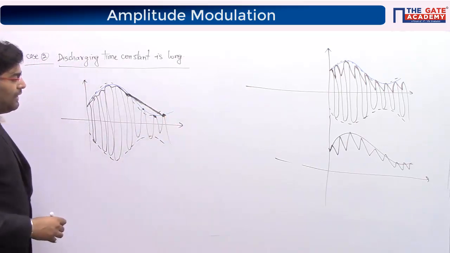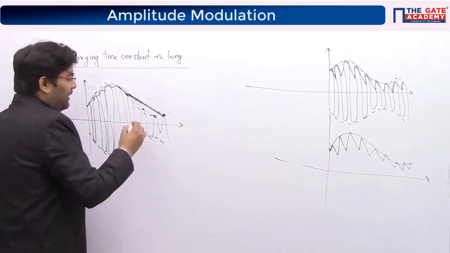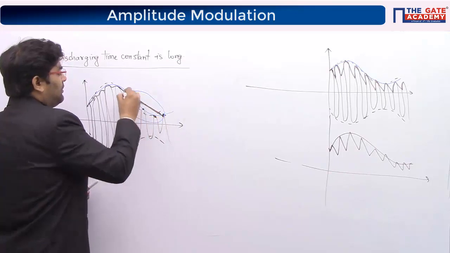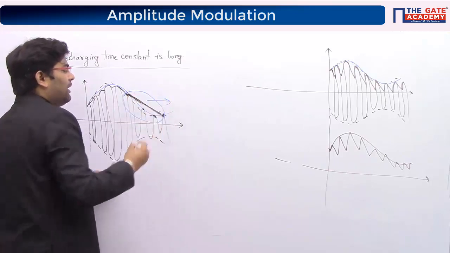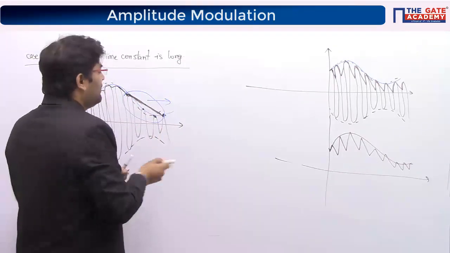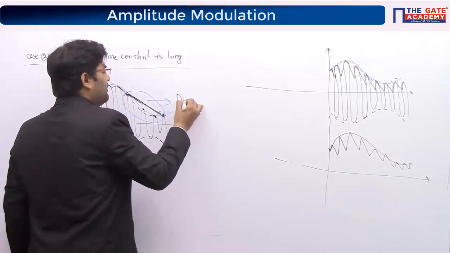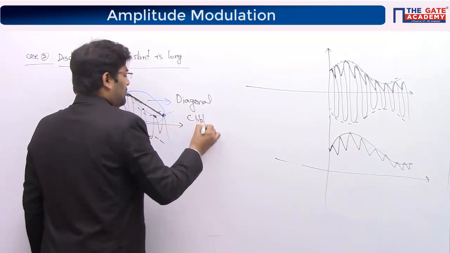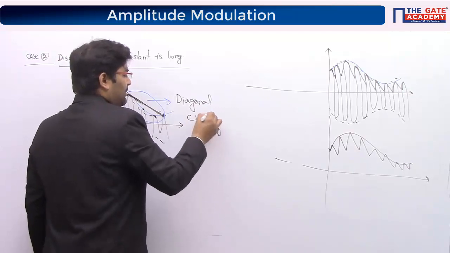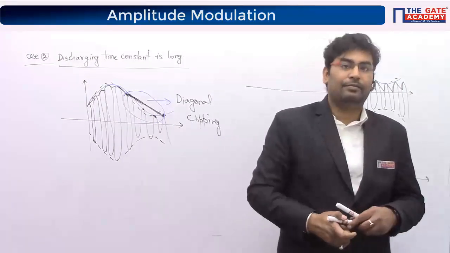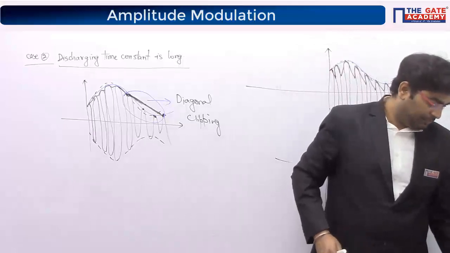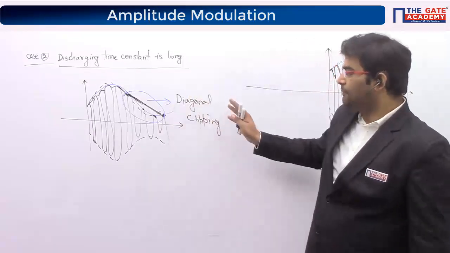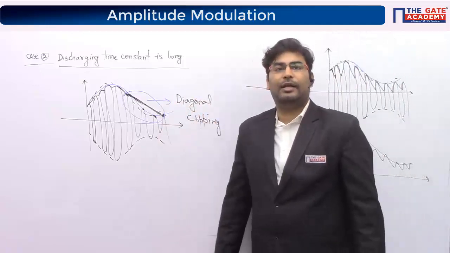So what have you missed? You have missed completely this part of the AM signal. You have missed this part, and that's why it is known as what, guys? You must have heard. This is known as clipping. Diagonal clipping. Yes or no, guys? Come on, tell me. Why is it called diagonal clipping? Because it has diagonally clipped some part of the AM signal.